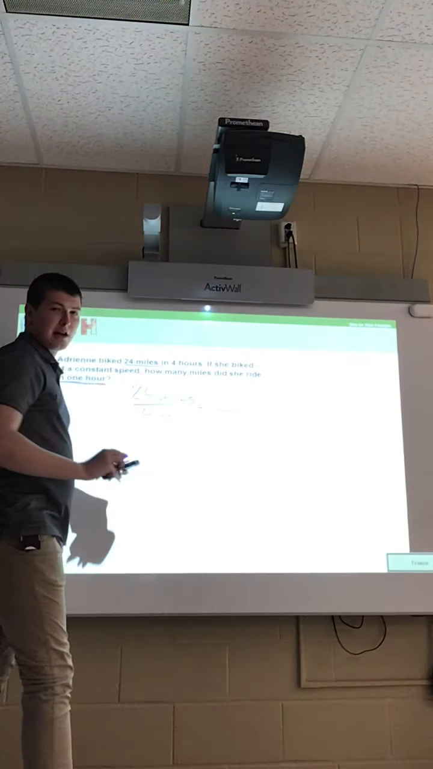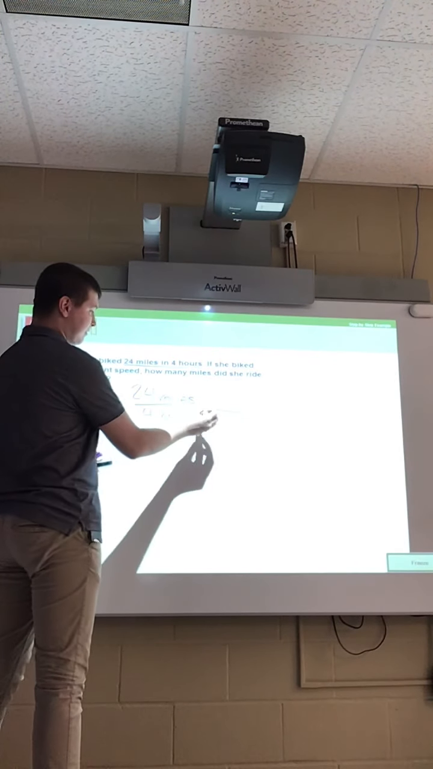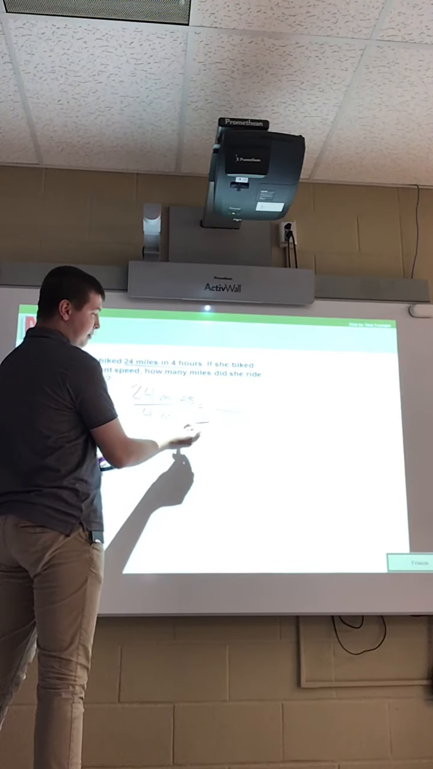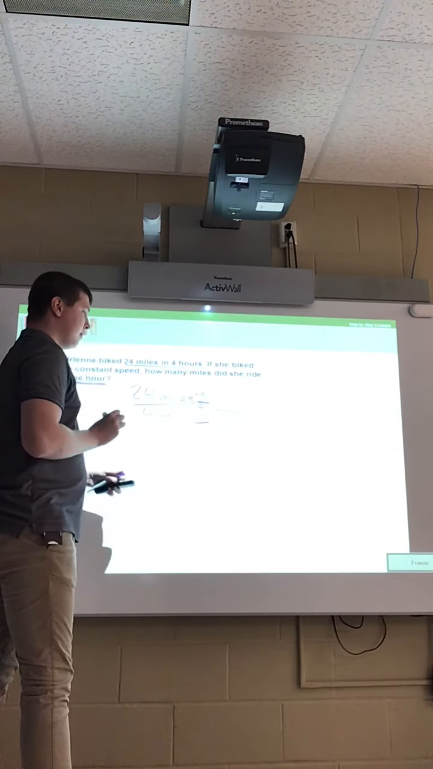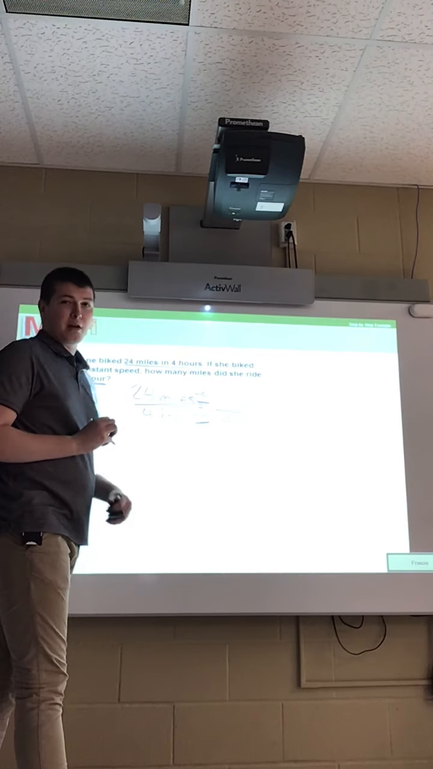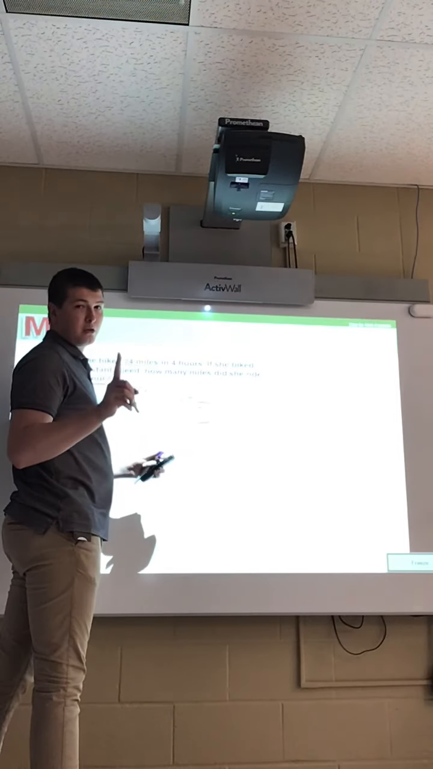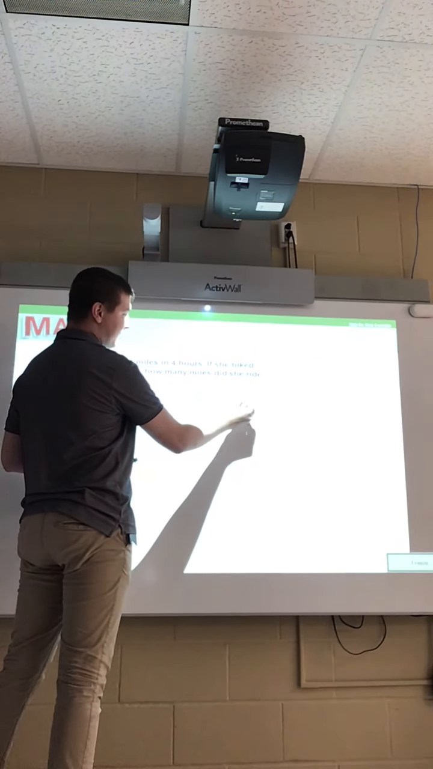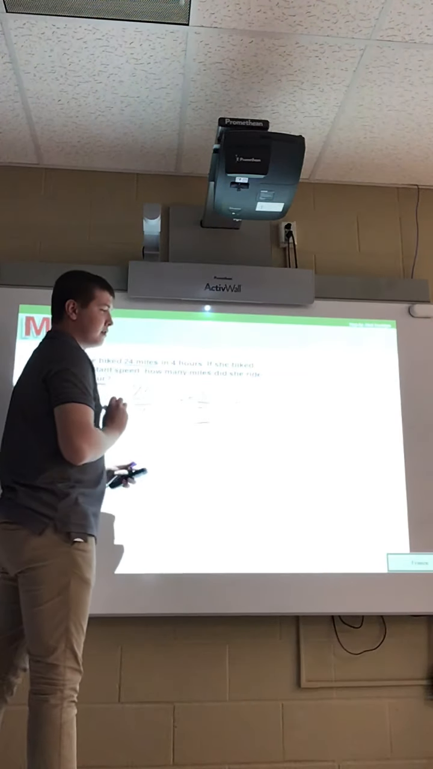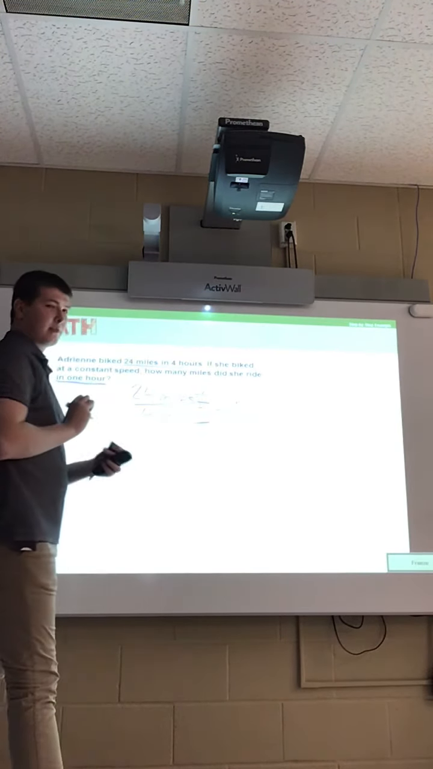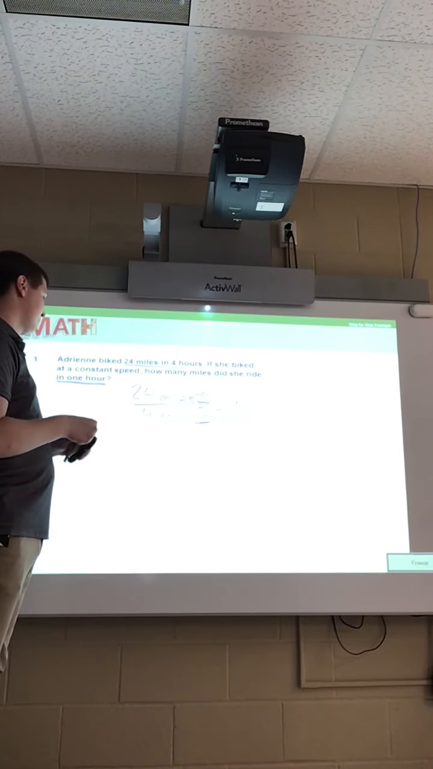Now, what we do on bottom, we've got to do to the top. Since we divided by 4 on the bottom, we divide by 4 on the top as well. 24 divided by 4 is 6. Make sure you put your units: 6 miles. And that is how you do that. So we found the unit rate. Adrian bikes 6 miles per 1 hour.